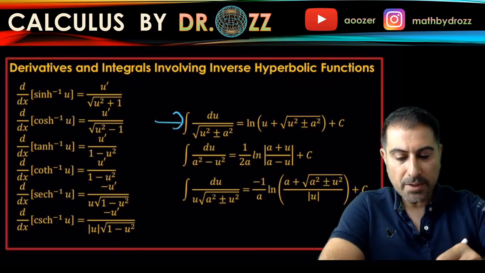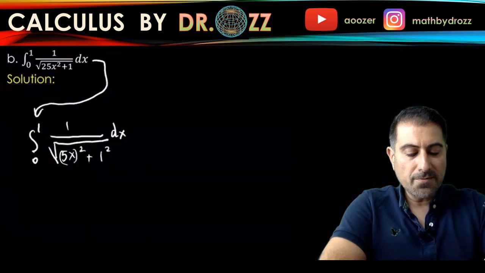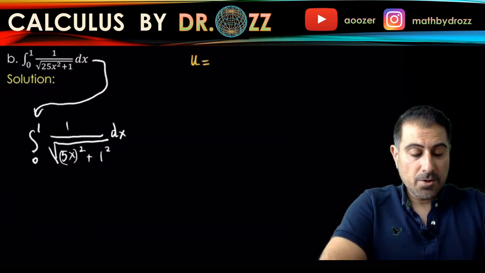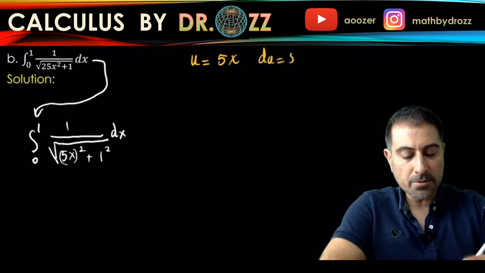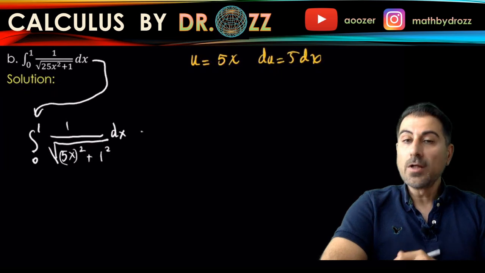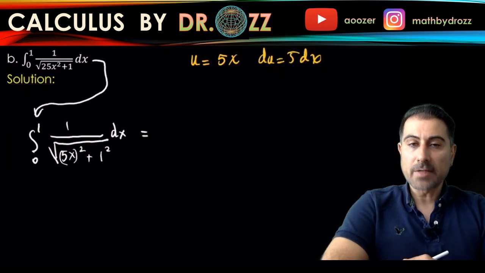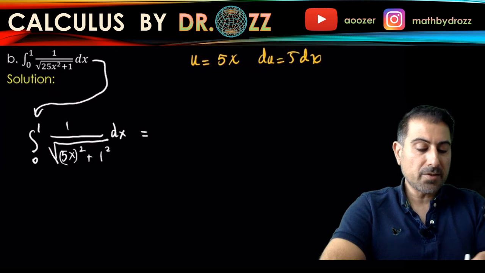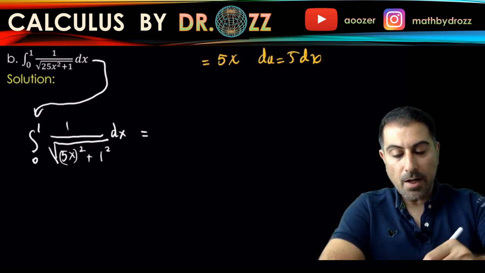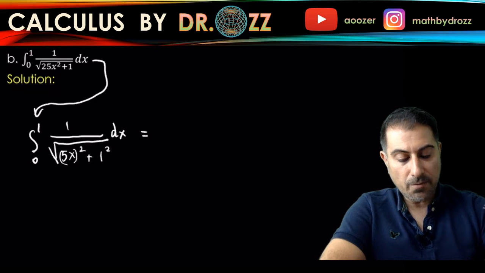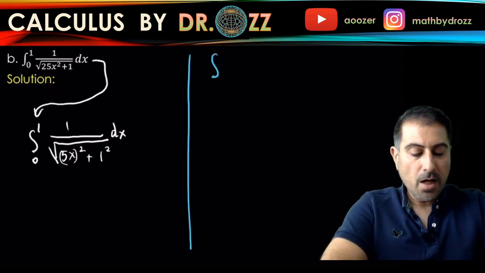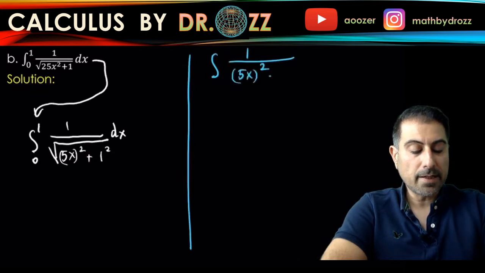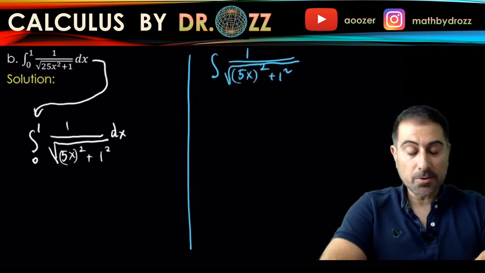So what I'm going to do now is call u to be 5x to start with, so that du becomes 5 dx, and convert this integral to the u version of that. But be careful, we don't attack definite integrals right away. So I'm going to erase this part and rewrite this integral without its limits, okay? So you have 1 over the radical of 5x squared plus 1 squared. And now I'm going to do the u substitution here, okay?